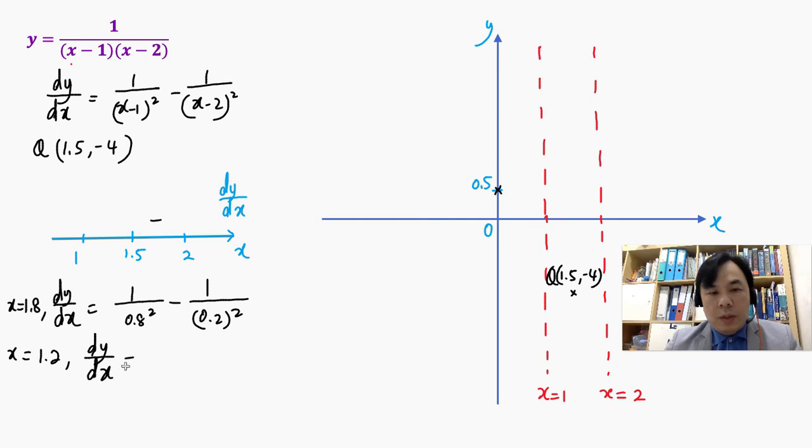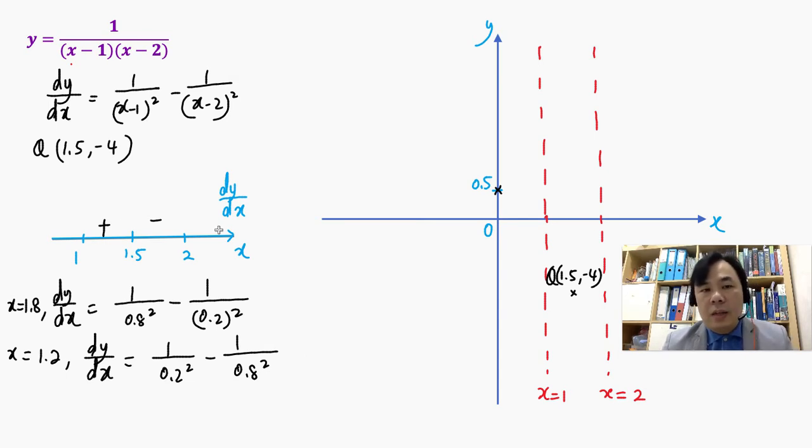So what will be my dy/dx? If I put 1.2 inside here, I will get 0.2 squared minus 1.2... 1.2, I will get 0.8 squared then. Therefore, you'll notice that this is bigger than this now. It must yield a positive number there. Actually, at this point, we can decide the nature of this stationary point.